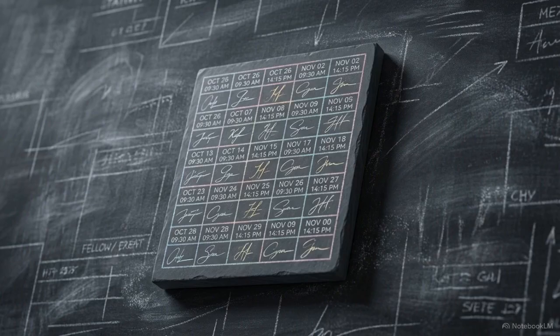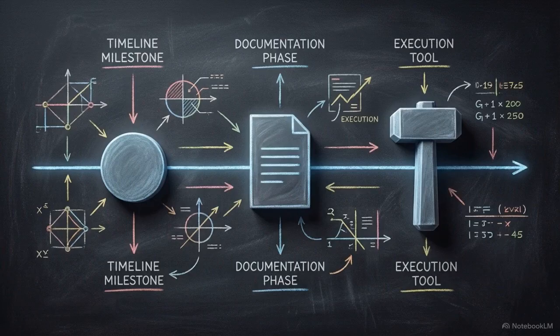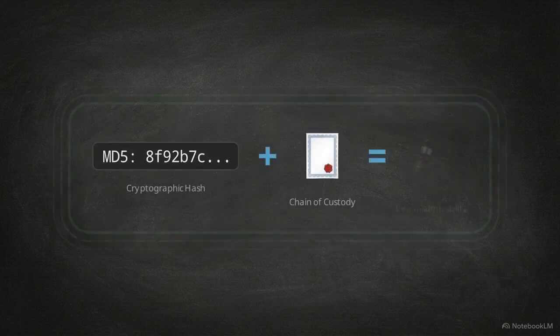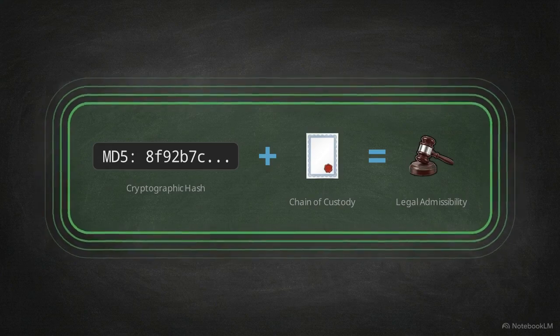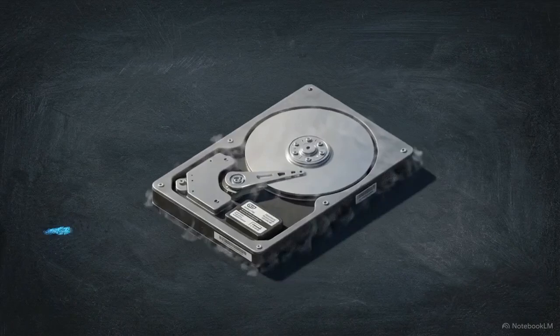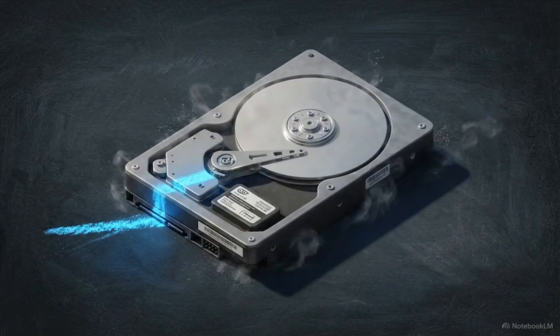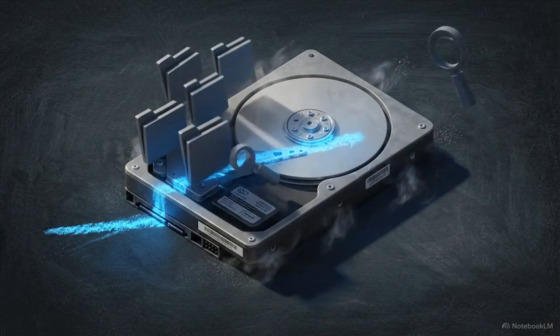Alongside this technical verification, the investigator establishes a chain of custody document. This administrative paper trail tracks exactly who handled the evidence from the moment of collection straight through to court presentation. The strict combination of an identical cryptographic hash and a pristine chain of custody provides the incontrovertible proof required to validate the evidence's integrity.